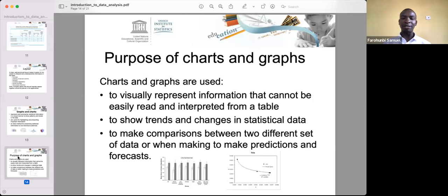That's what will help you to do well in data analysis, because there's no way you talk about data analysis that you don't need your mental alertness. Particularly when you are dealing with charts and graphs, by the time we move on away from Excel to another stage, you need it. So another reason why we use charts and graphs is to make comparison between two different sets of data. We also use it for making forecast and prediction.